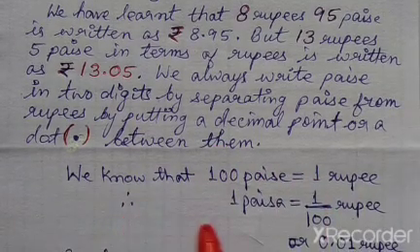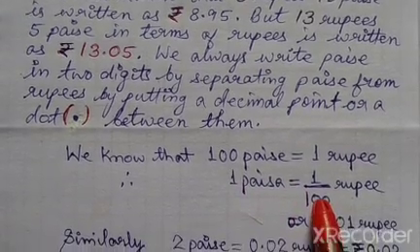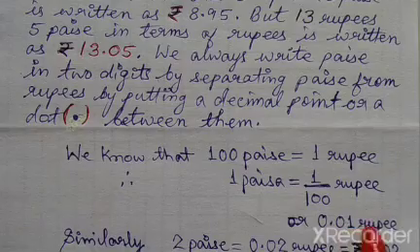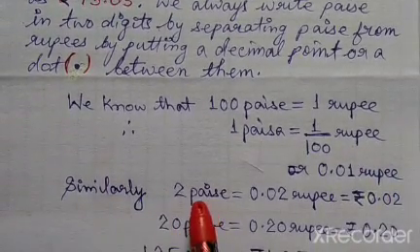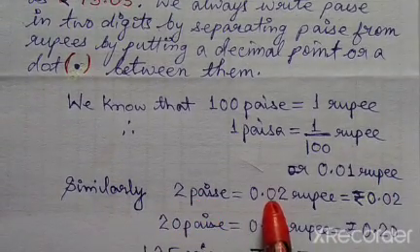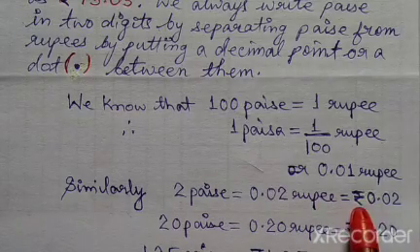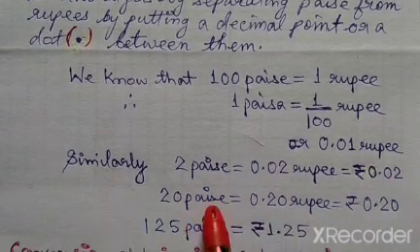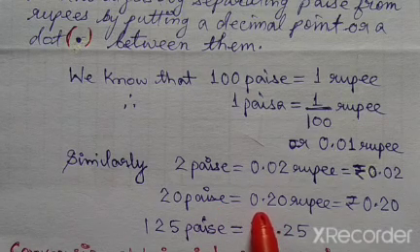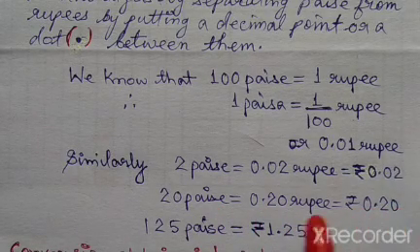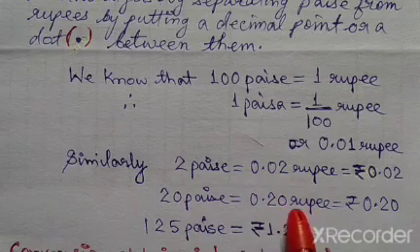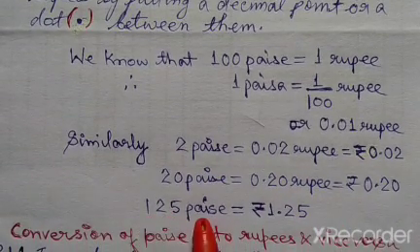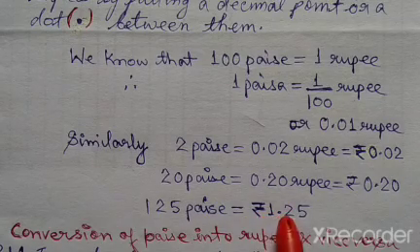So children, therefore 1 paise is equal to 1 by 100 rupee, or you can write 0.01 rupee. Similarly children, 2 paise is equal to 0.02 rupee, or you can say rupees 0.02. Likewise, 20 paise is equal to rupees 0.20, or you can say 0.20 rupee. Similarly children, 125 paise is equal to rupees 1.25.